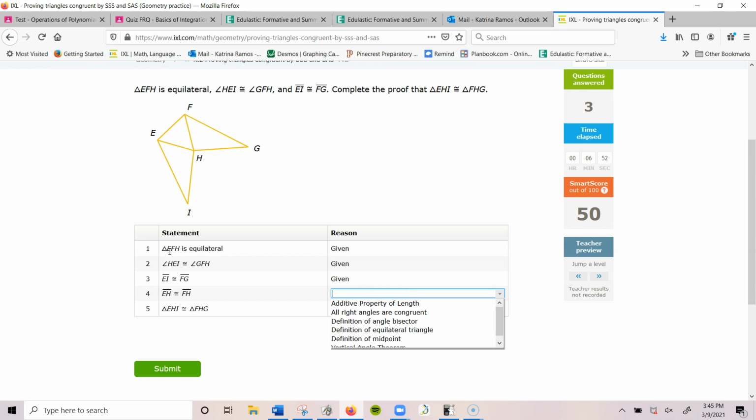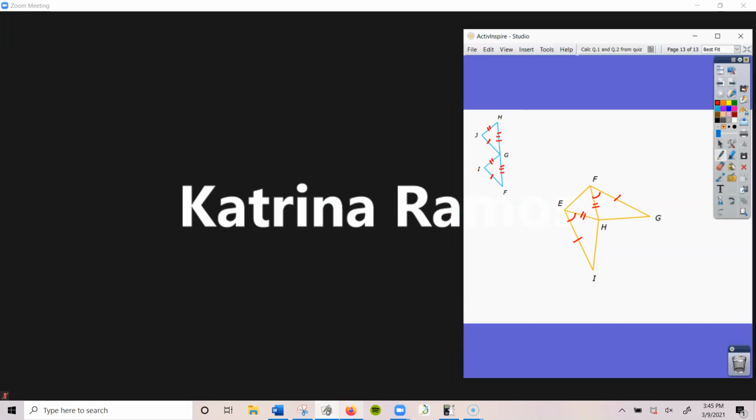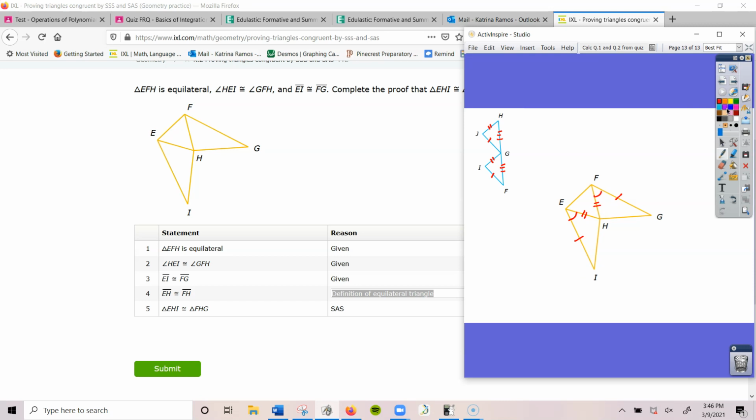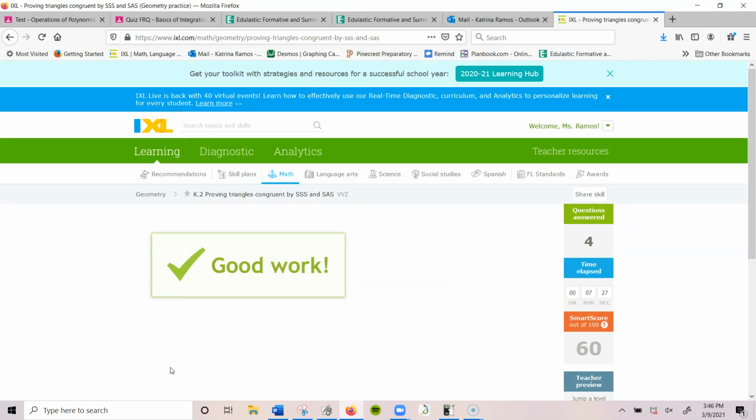Now we were told here that triangle EFH is equilateral. That means that all the sides would be equal. So what we can say here is that it's the definition of an equilateral triangle because, whoops, oh goodness, sorry about that. This is the triangle that they were talking about, EFH. So that means that all of those three sides there would be equal, meaning that EH would be equal to FH. So that's why I put definition of equilateral triangle.